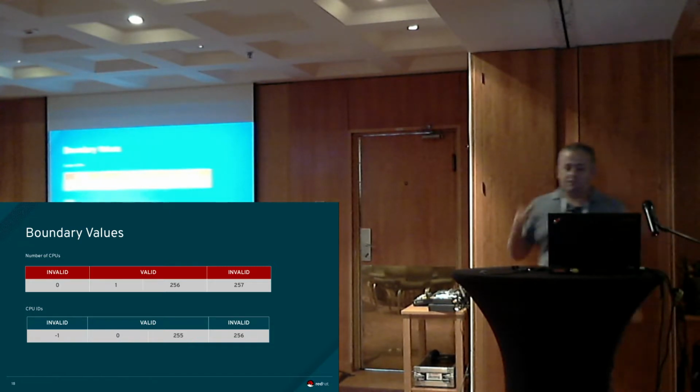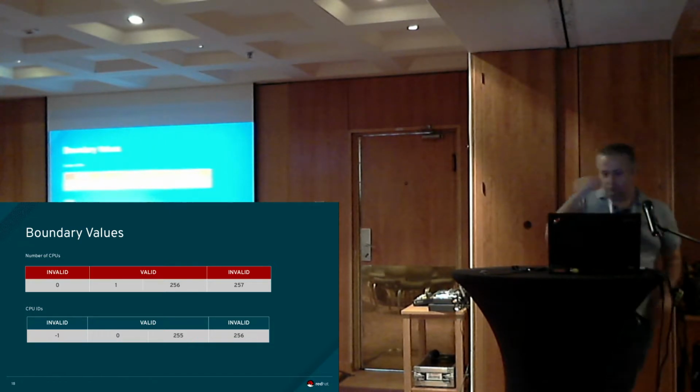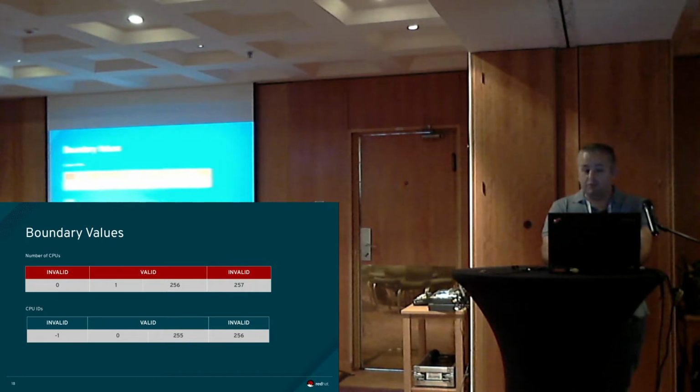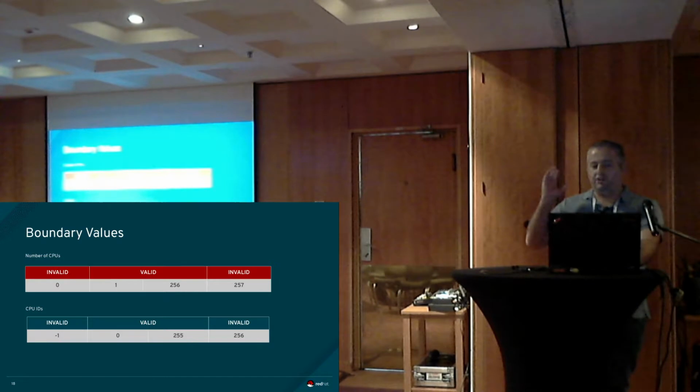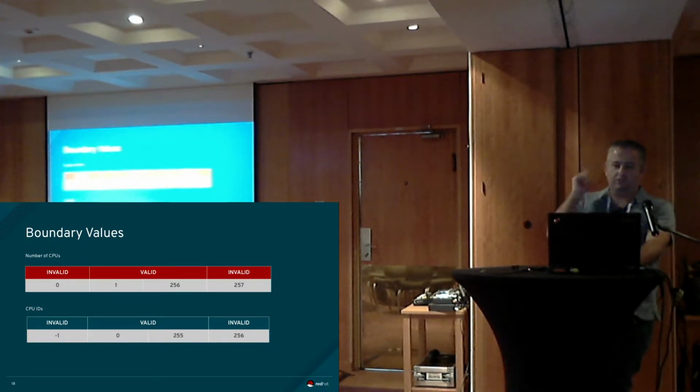The same thing applies to CPU IDs in this case. We have here an invalid CPU ID that is -1, and also an invalid CPU ID of 256. So boundary values, it's only this. You look at the boundary values in equivalence classes, and you can usually get a lot just by using those values.